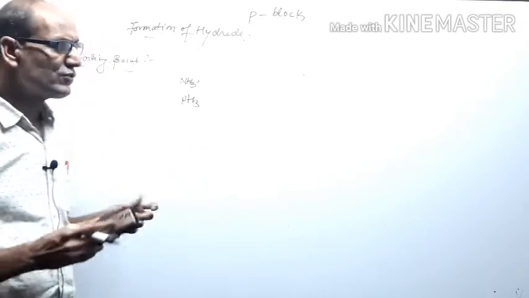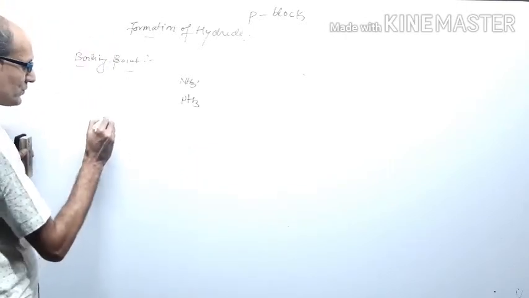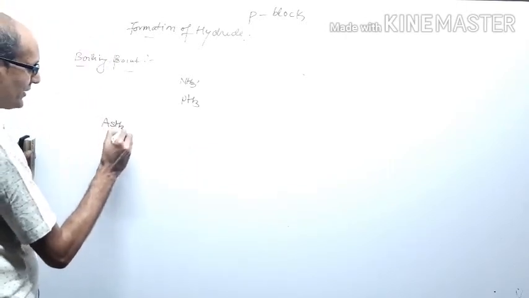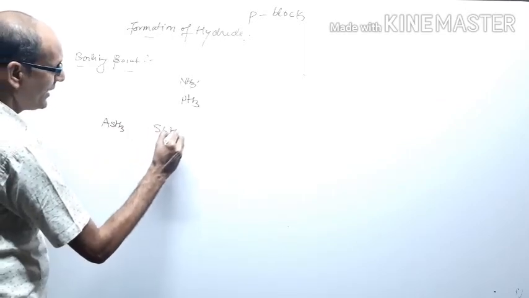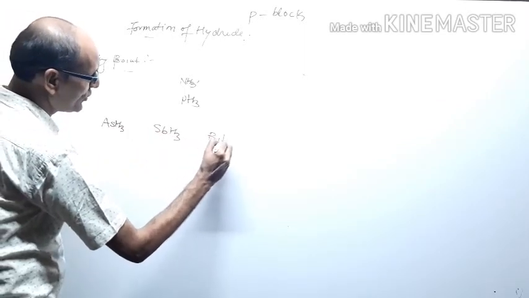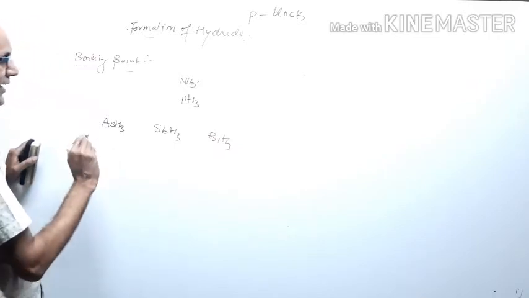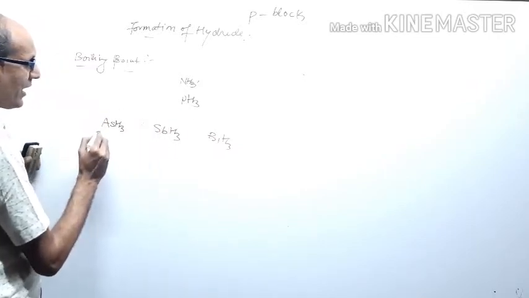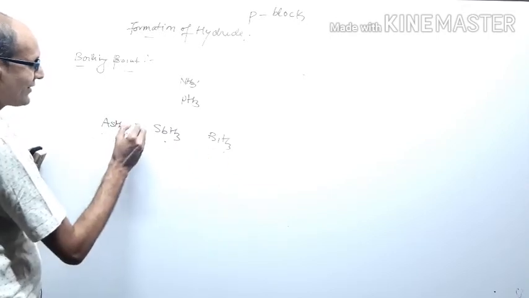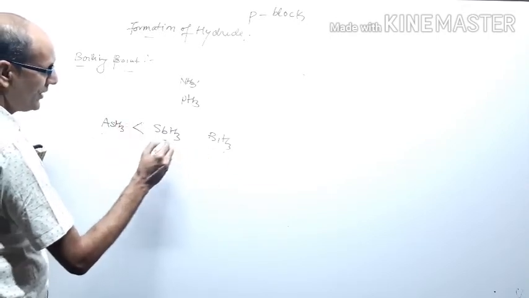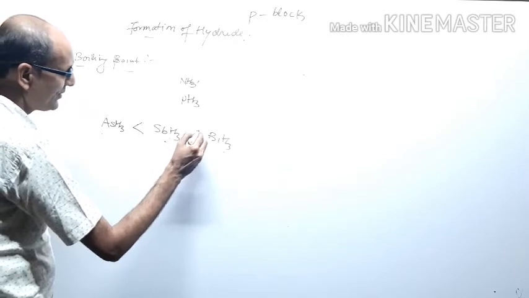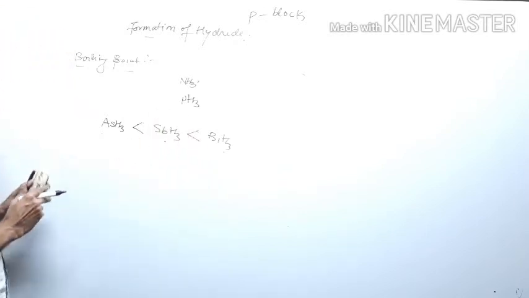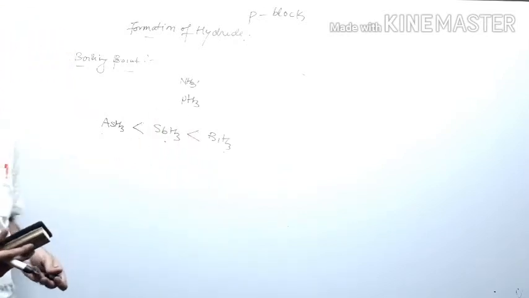If we go downside from arsine to AsH3, then SbH3, and then BiH3, the boiling point will increase successively. That means out of these three, arsine has a smaller boiling point than stibine, and stibine has a lower boiling point than bismuthine. Okay, students.